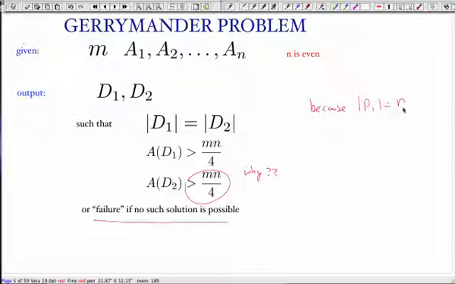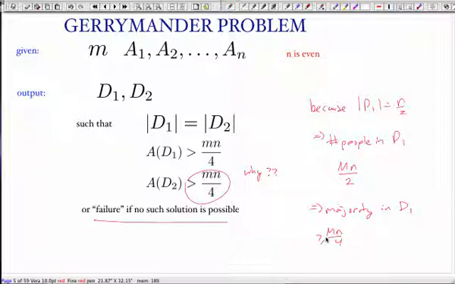District 1 is going to have n over 2 precincts in it, right? So that implies the number of people in District 1 is going to be m times n over 2. And that means that a majority in District 1 is going to be at least m times n over 4. Does that make sense? Right? There are n precincts, A1 through AN. Half of them have to be in District 1, so that means that there are m times n over 2 people in District 1. And so then this is what a majority means.